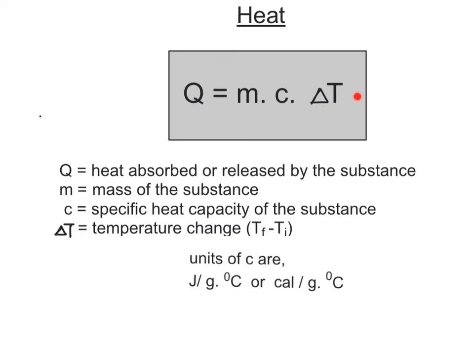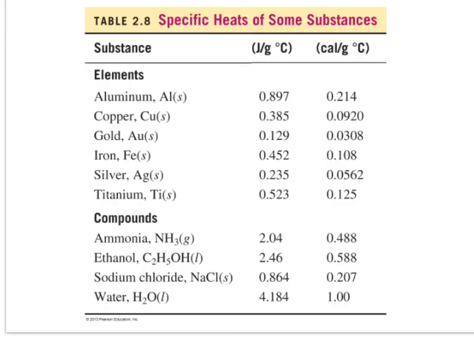The temperature change, delta T, is calculated by taking the difference between the final and the initial temperature of the substance. This table shows the specific heat capacities of some elements and compounds, and you see that some of these substances like silver, titanium, aluminum, copper have lower specific heats or heat capacities, while some substances like water have very large heat capacities.